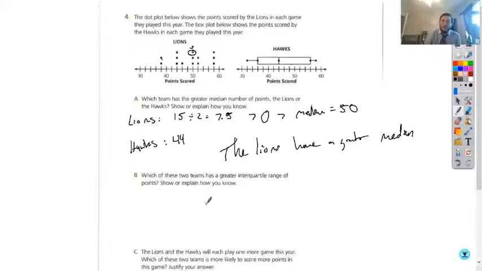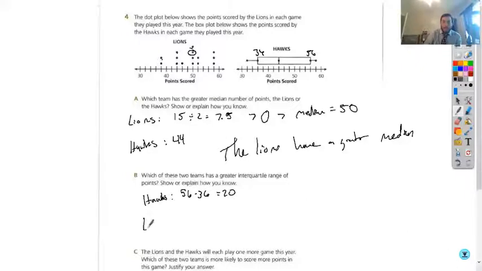Now, which of these two teams has a greater interquartile range? So the IQR, remember, is the 3rd quartile minus the 1st quartile here. So if we take a look here, for the Hawks, the interquartile range is going to be 56, which is the 3rd quartile, minus 36, which is the 1st quartile. So 56 minus 36, which is 20. So this is a pretty big range here.